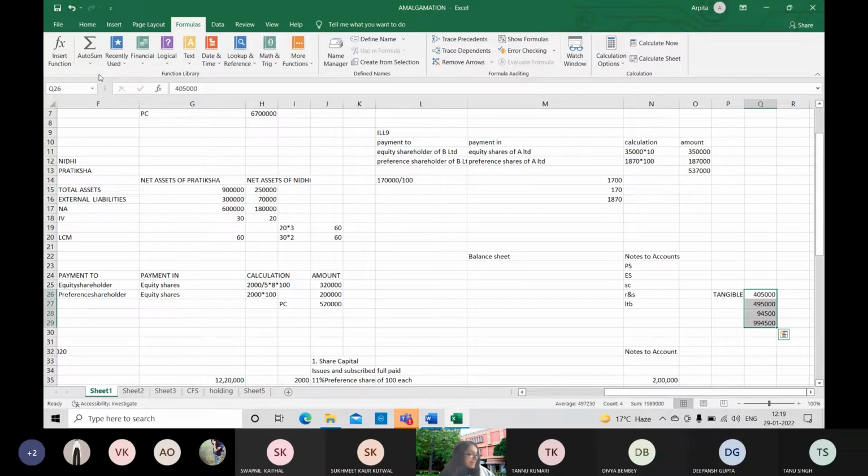This should be a total that is 9,94,500. So within non-current assets, within property, plant and equipment, under tangible, this is what amount will go to the balance sheet. ये ऐसे इसका bifurcation of notes to account में दिखाओगे और इसका ये जो total amount है 9,94,500 ये आपका balance sheet में जाएगा. Is it clear? Any question?